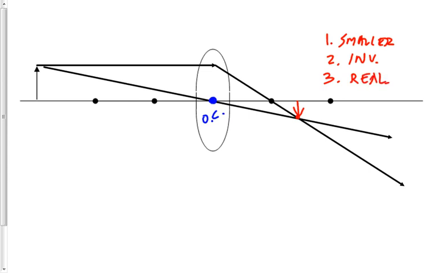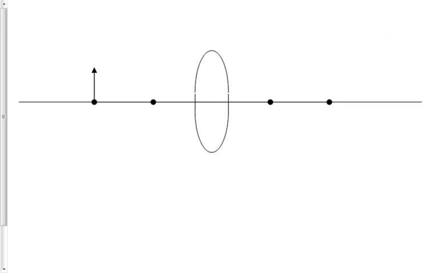Now, I can't think of a particular application for this where you'd want to take an object that is a certain size and produce an image of it on a screen that's smaller and upside down. There may very well be some kind of application for that out there. I just can't think of one. Nor can I think of an application for this one.